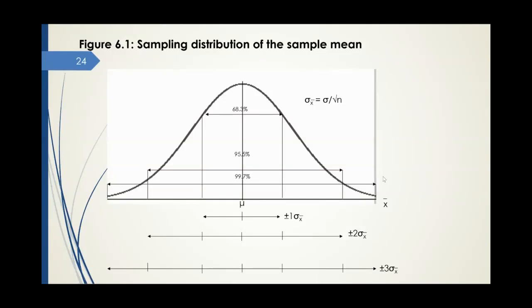Remember, this is the mean. Okay, this is your central limit. Okay, then we go on to say 95.5% of all your variables will fall between two standard deviations, positive or negative, from your mean. Okay, so we're looking at this to this.